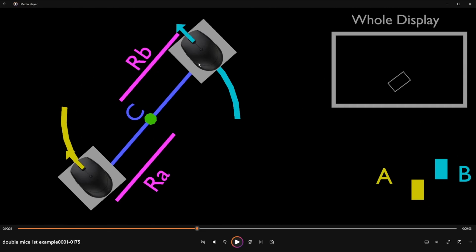And then RB is the same thing. It's the distance from the center of mouse B to the center point, which is the center of rotation, and also happens to be the center of mass. C is the distance between the centers of A and B. It is basically how wide the mouse is. And then the green dot is the center of mass of the 2 things.